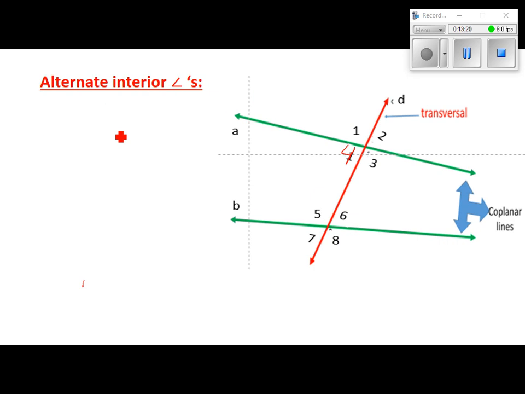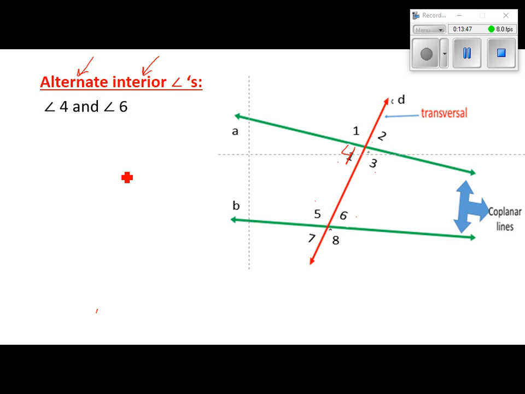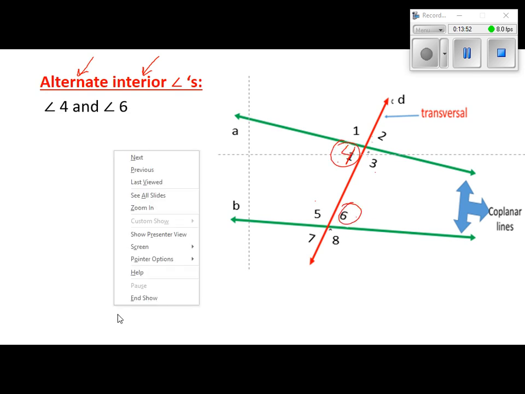Alternate interior angles. First of all, interior tells us we're on the inside, so that means we're dealing with 4, 3, 6, and 5. Alternate means sort of alternate sides, or they alternate, however you want to think about it. It sort of means opposite corners. So we're looking at ones out of 4, 3, 5, and 6. Which ones are on opposite corners? Well, 4 and 6 are. So these 2 are alternate interior angles.